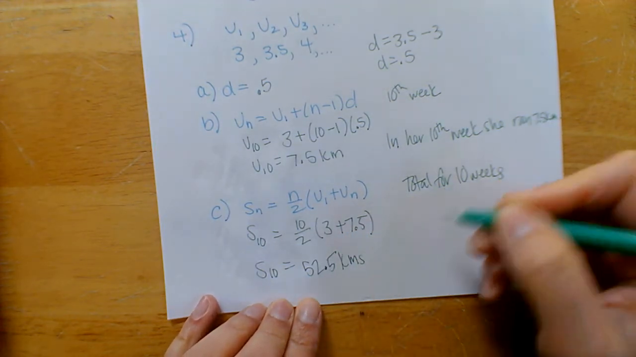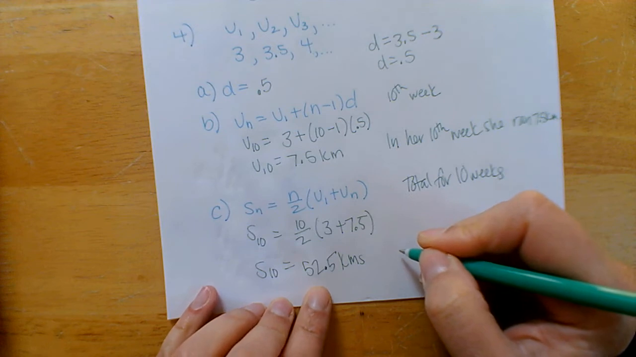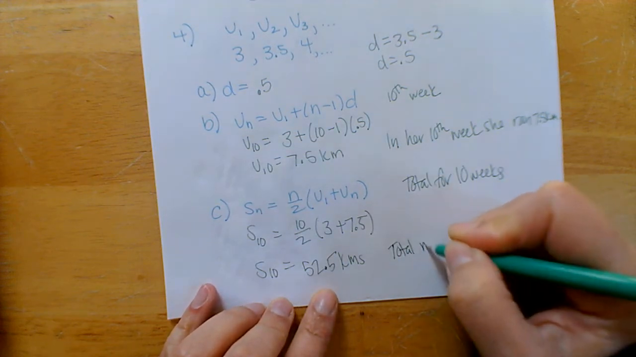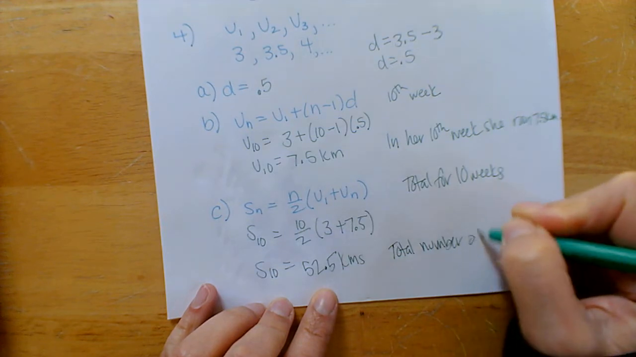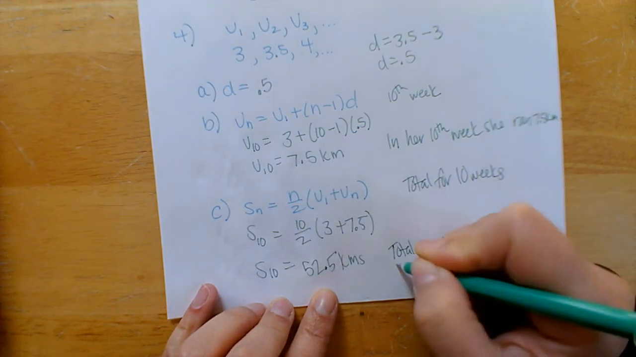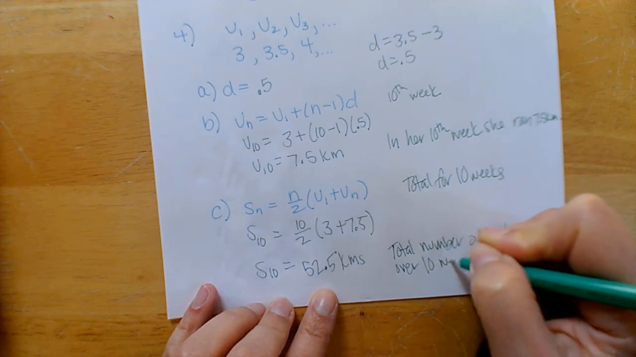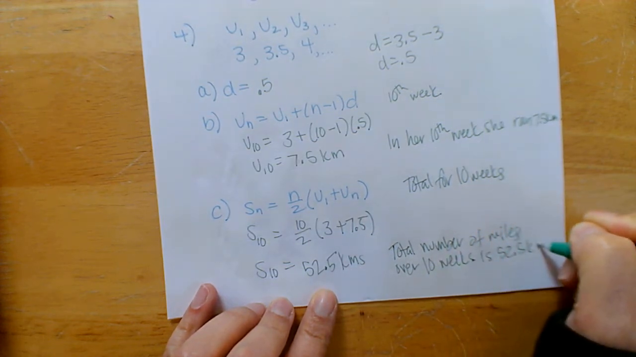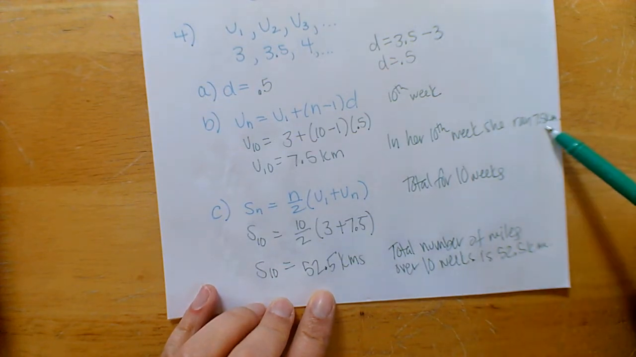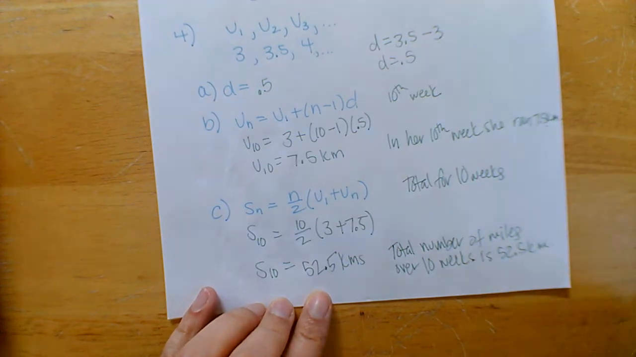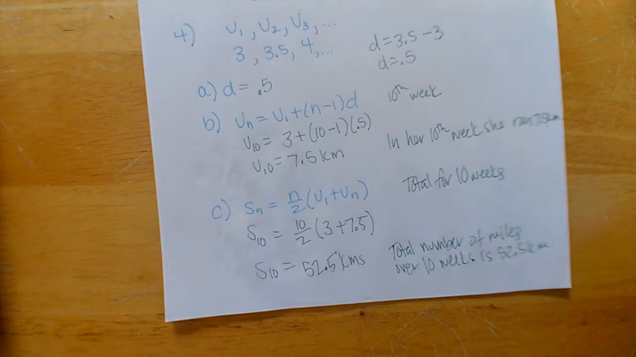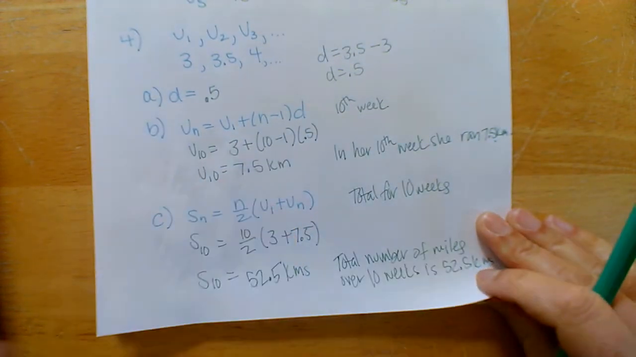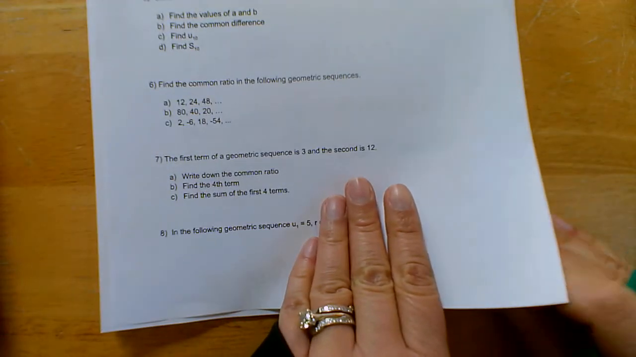So the total number of kilometers over 10 weeks is 52.5 kilometers. So in that 10th week, she ran 7.5. Over all of her 10 weeks, she ran 52.5 kilometers. That's pretty good. Okay, let's go to number 5.